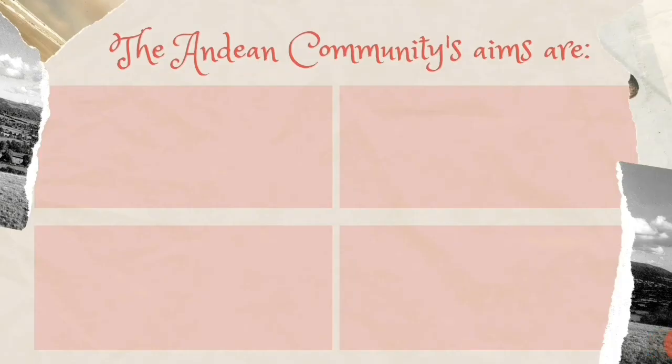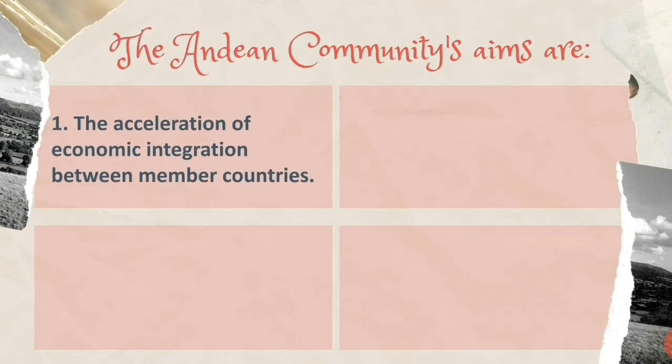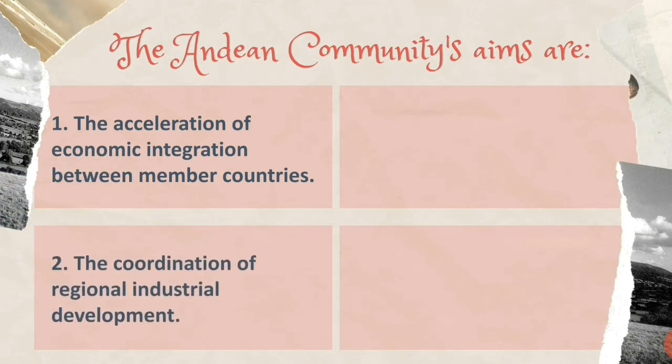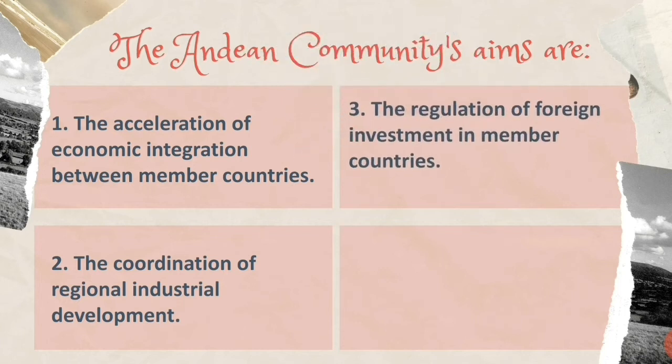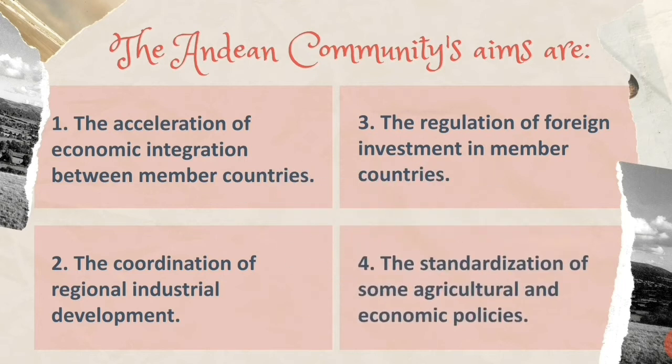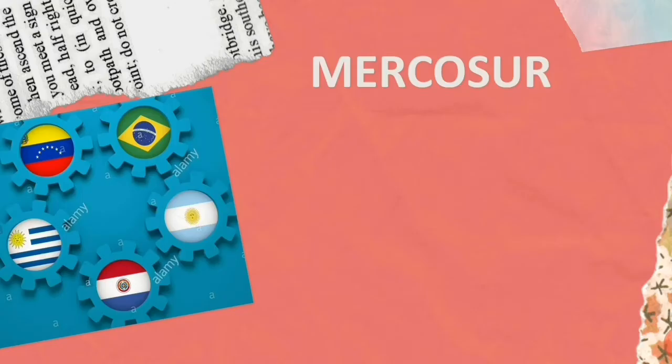There are 4 aims of Andean community. First, the acceleration of economic integration between member countries. Second, the coordination of regional industrial development. Third, the regulation of foreign investment in member countries. Fourth, the standardization of some agricultural and economic policies.